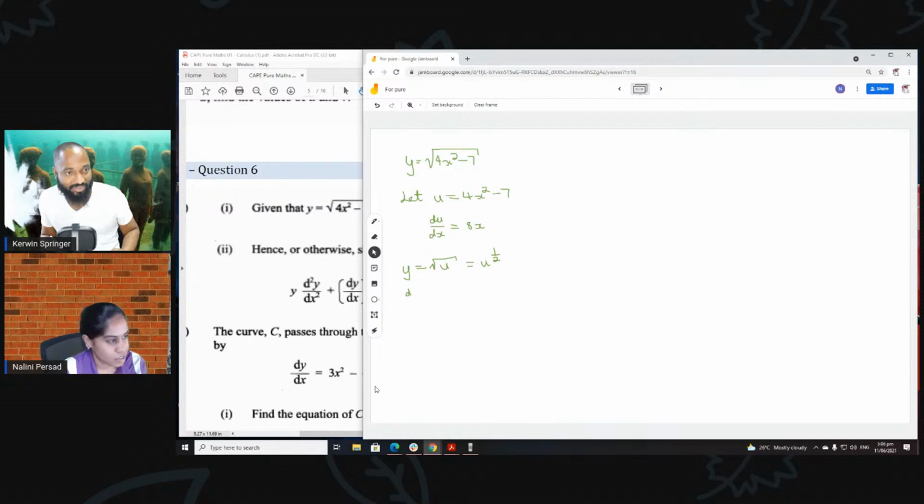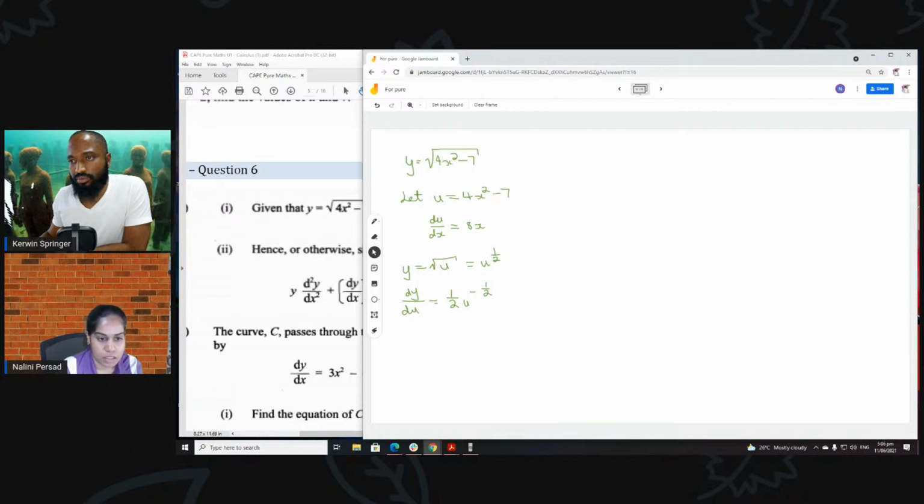Okay, right, so using the chain rule, we use the substitution here. We say that u equals 4x squared minus 7. We found du dx to be equal to 8x. We let y is equal to the root of u, which is equal to u to the power of a half. And dy du would be equal to, well, you bring down the power, a half, u to the power minus a half. A half minus 1 is equal to minus a half.